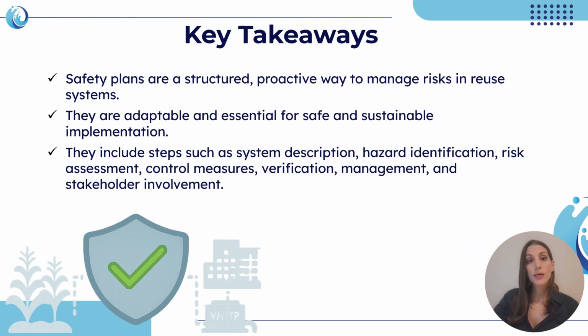To wrap up, here are the main takeaways from this unit. In the next unit, we will discuss how to use risk matrices, looking at likelihood versus impact to assess and prioritize risks in reuse systems.